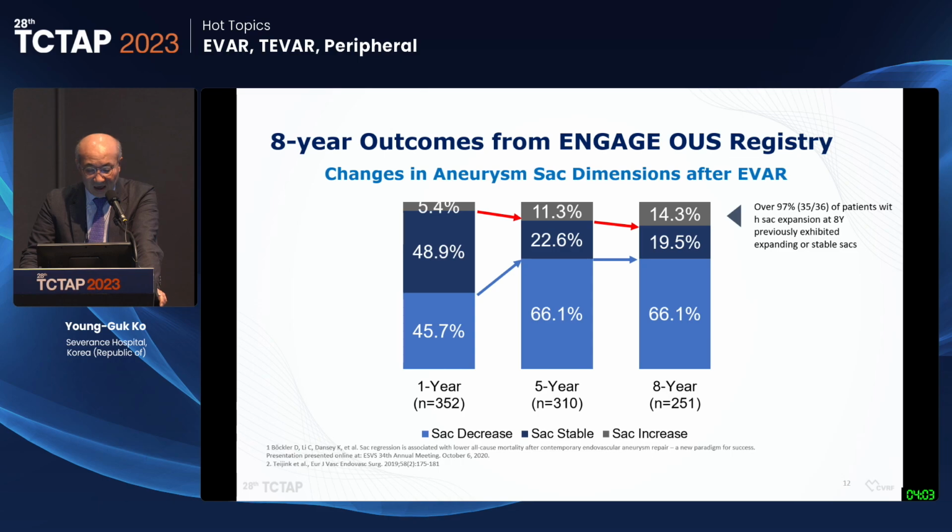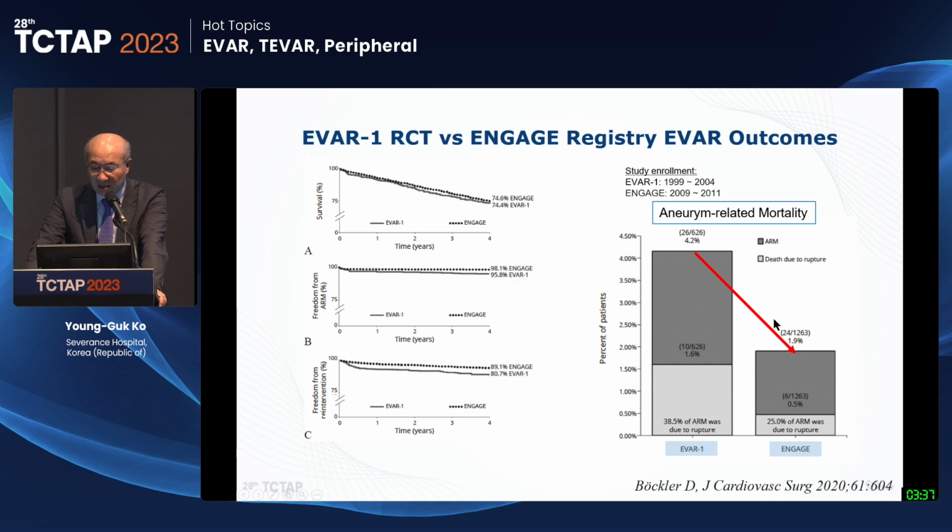And as you can see here, the shrinkage of the aneurysm was observed in more than 60% at 8 years. And there is an increase in SAC dimension in 14% of cases. These patients required reintervention. Overall, I think this data demonstrates excellent outcome, excellent performance of the recent EVAR device.